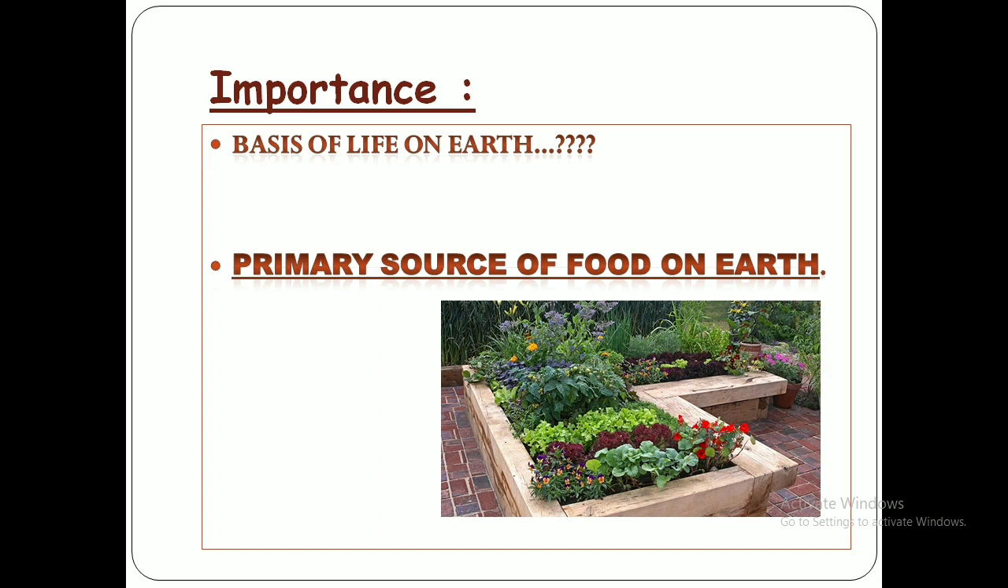The first primary importance of photosynthesis is that it is the primary source of food on earth, because photosynthesis helps the green plants to make food, which is the source of food for all the other living organisms living on earth. Hence we can say that photosynthesis is the primary source of food on earth. Let's look at the other importance.